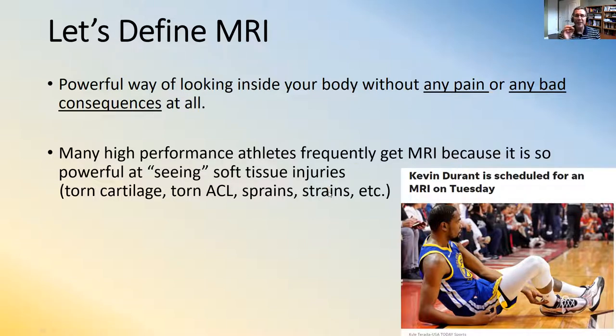An MRI scan is the only technique we have which is going to look in and see what's going on in that ankle that's hurting him. Is it a torn cartilage? Is it a torn ligament? Is there a small tear in the muscle, which would be sprains, strains, things like that?